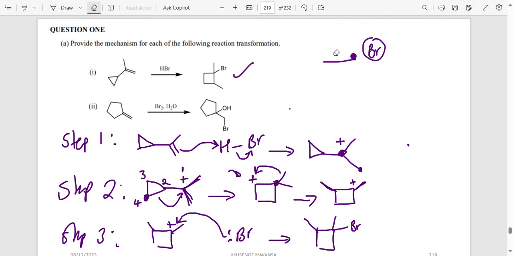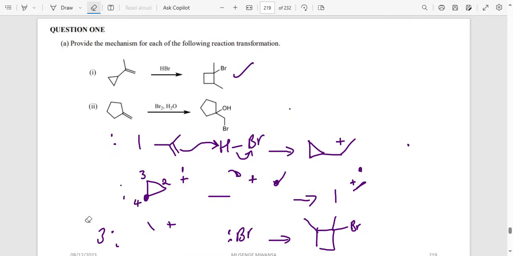Very important. And you see the mechanism, I think, in one of the questions. Okay, the next one.